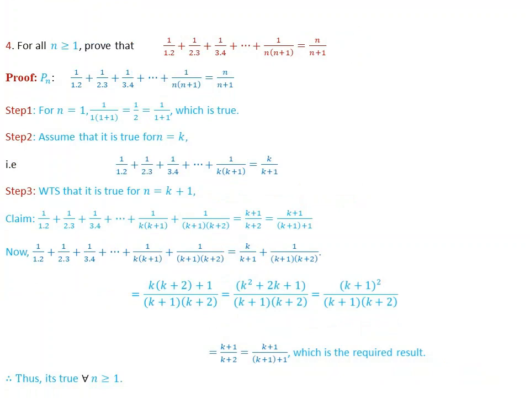For all n greater than or equal to 1, prove that 1 over 1 times 2 plus 1 over 2 times 3 plus 1 over 3 times 4 plus 1 over n into n plus 1 is equal to n over n plus 1. Therefore, by the principle of mathematical induction, this is our statement, our given.